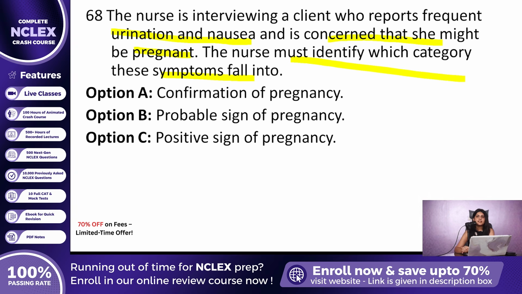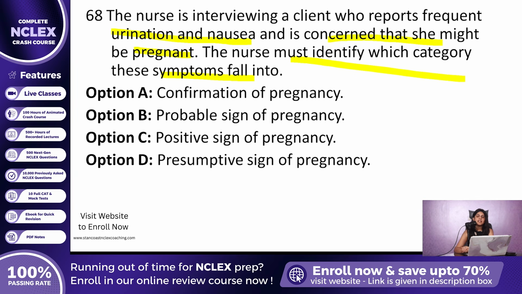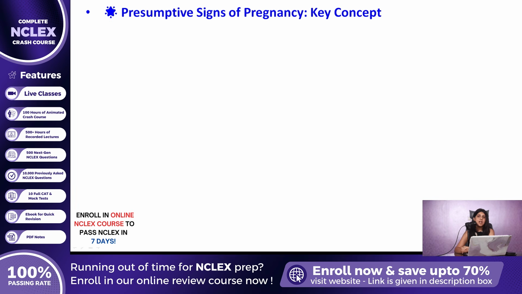The correct answer is Option D, presumptive sign of pregnancy. The rationale is that presumptive signs are subjective symptoms reported by the client that suggest but do not confirm pregnancy, as they can occur with other conditions.